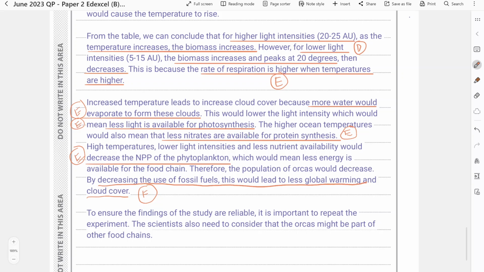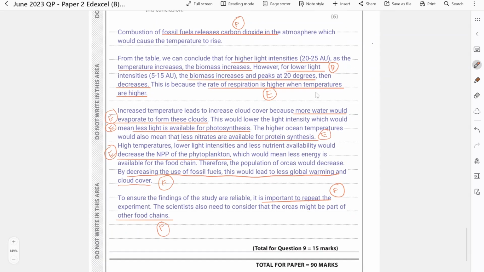Lastly, we also have to talk about the study itself, whether or not the conclusion was valid. Are there any other evidences that go against the conclusion? So what I wrote here, to ensure that the study is reliable, it is important to repeat the experiment. And scientists also need to consider that orcas might be part of other food chains. All right, let me just zoom out so you can see the whole thing.